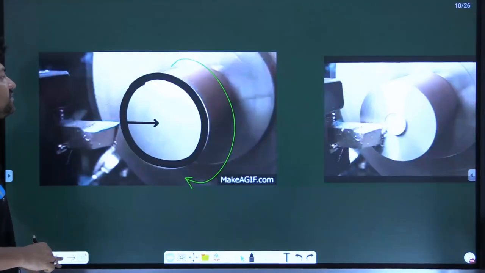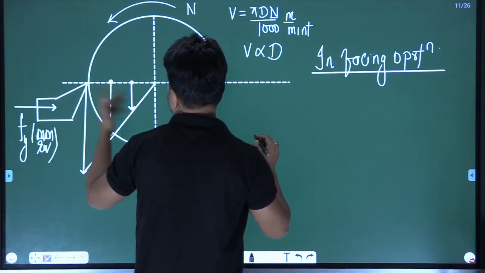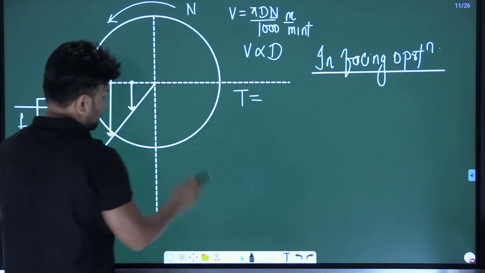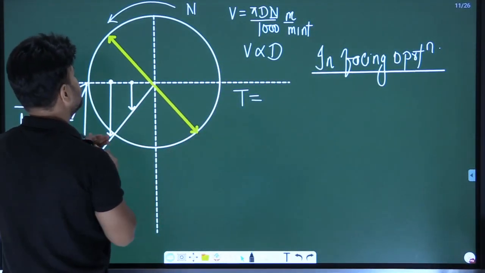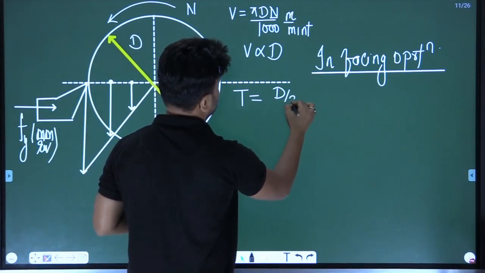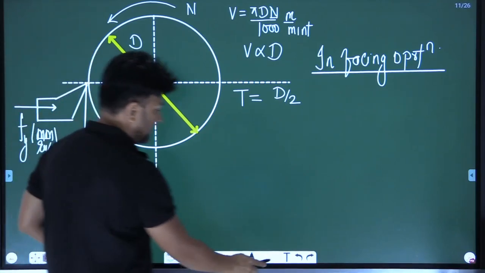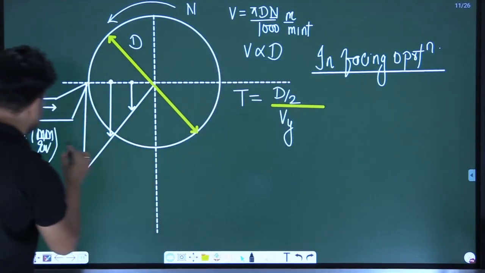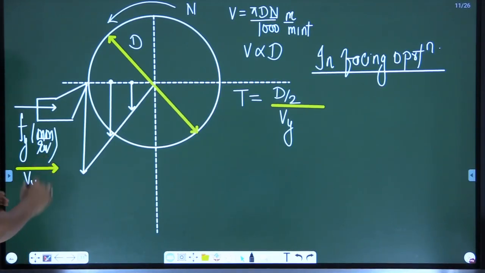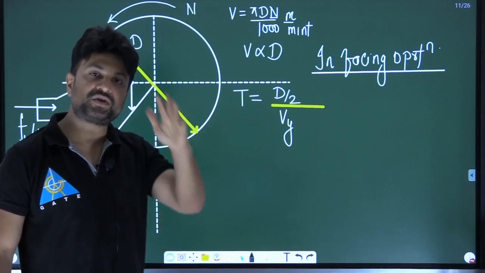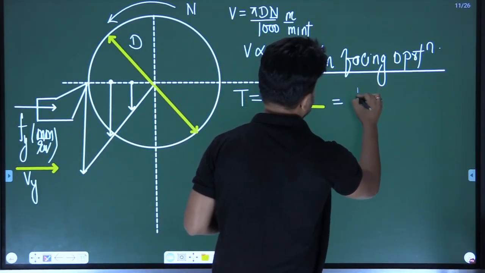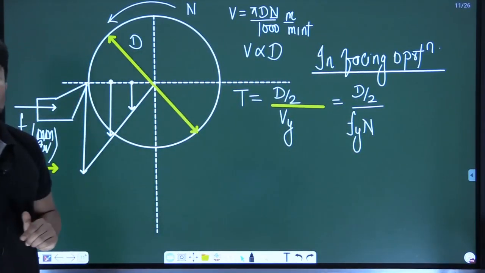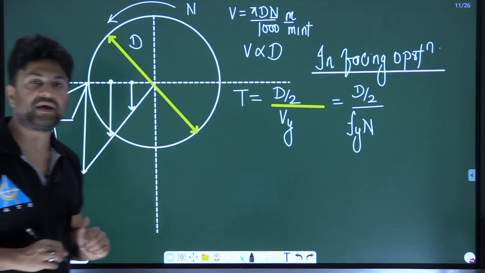One more thing in facing operation, the thing is very common. Suppose you want to find out the machining time. The machining time is the machining length divided by Vy. If the diameter of the workpiece is D, the tool travel distance is half of the diameter, that is the machining length, divided by Vy, the velocity of the tool traveling along the face, radially. So the machining time is D by 2 divided by Vy, and Vy is Fy into RPM. This is the machining time in the facing operation. Am I clear?